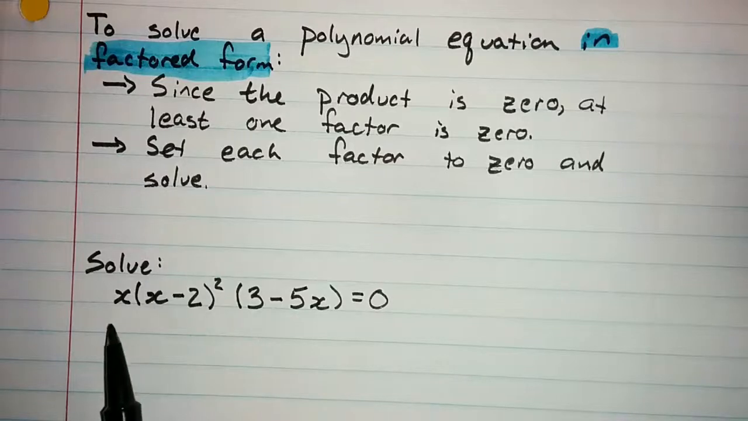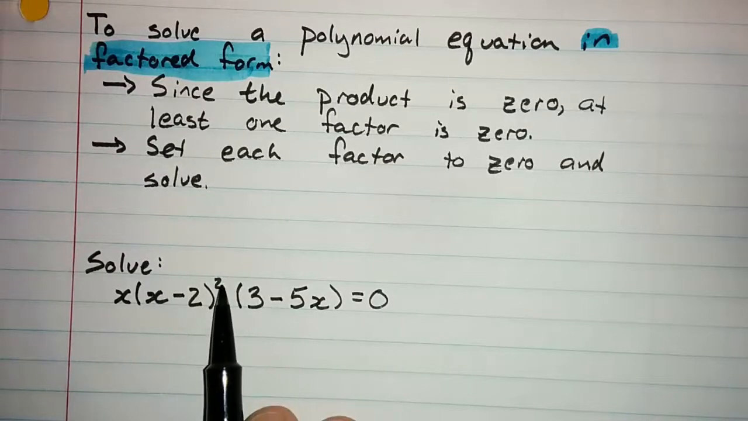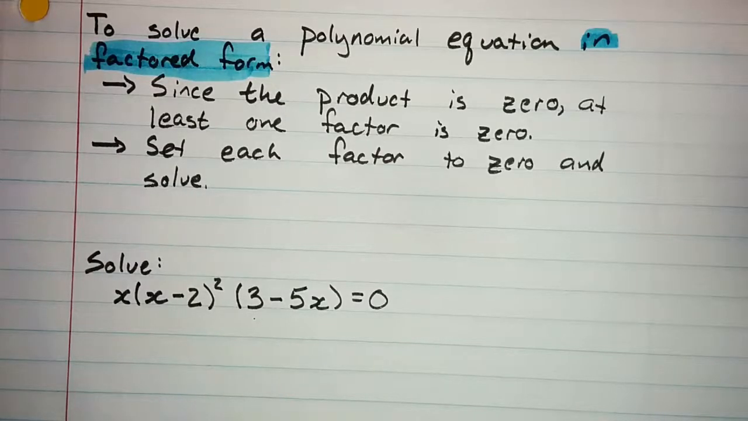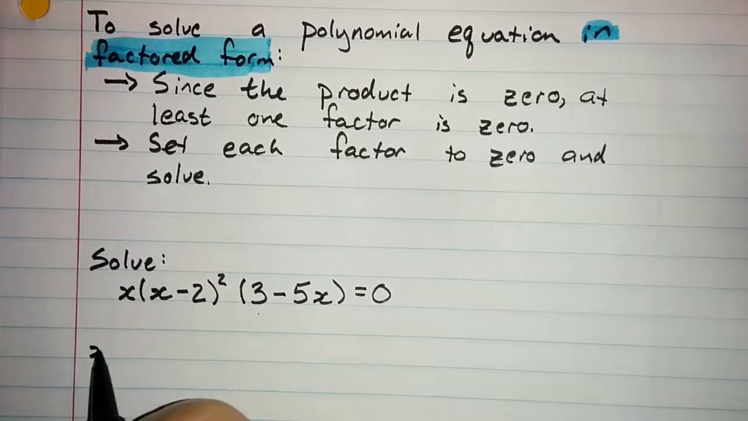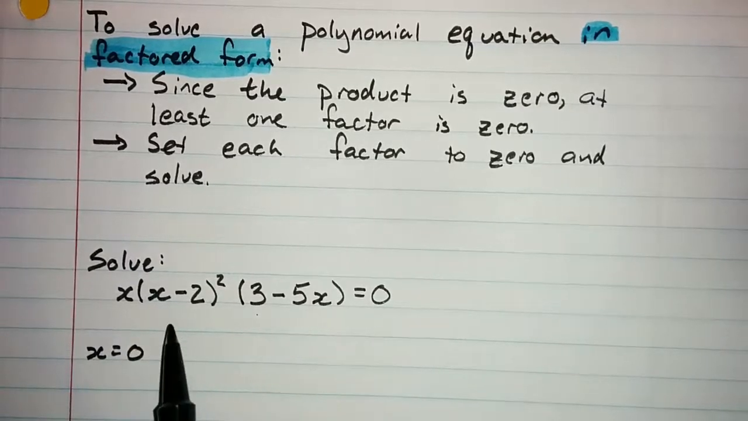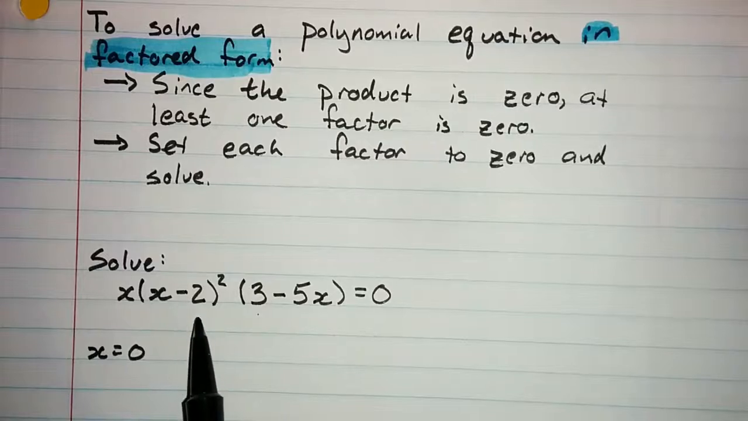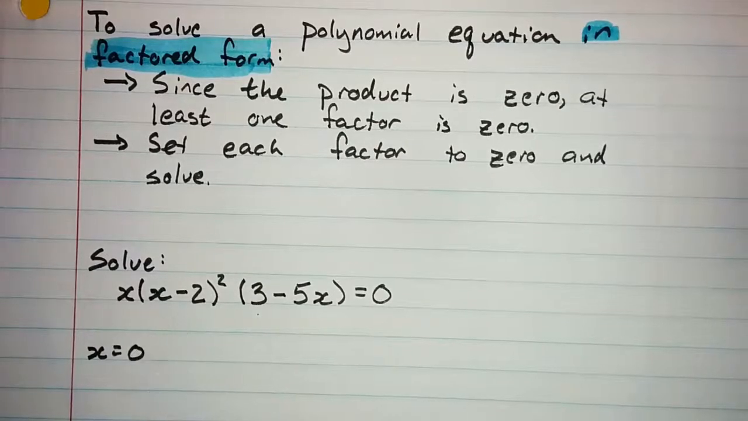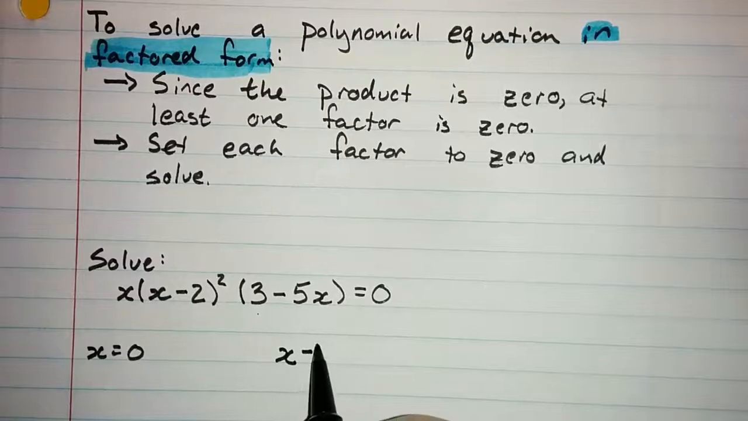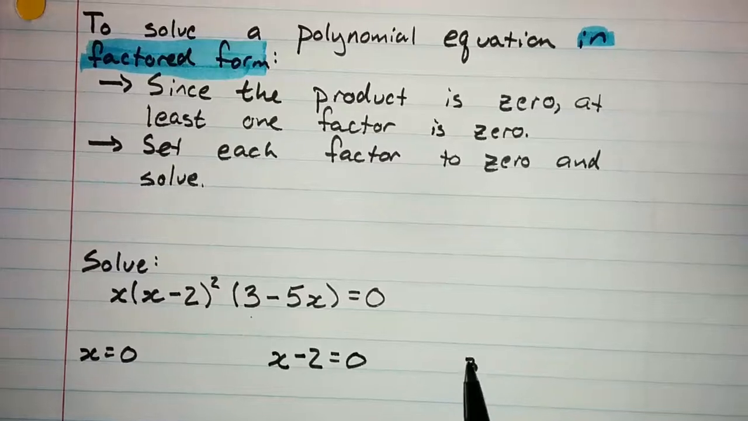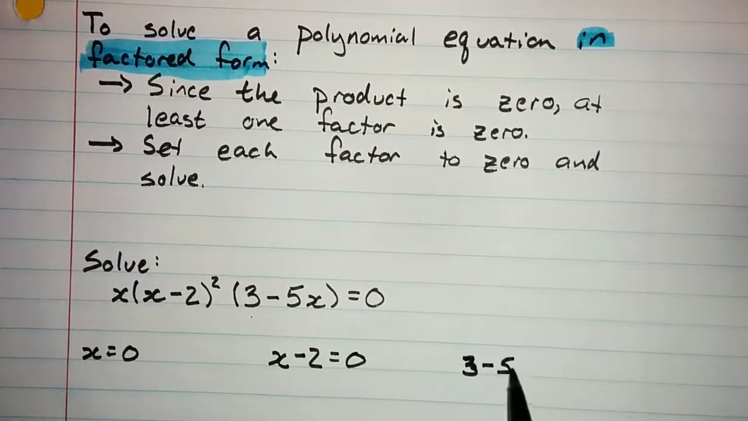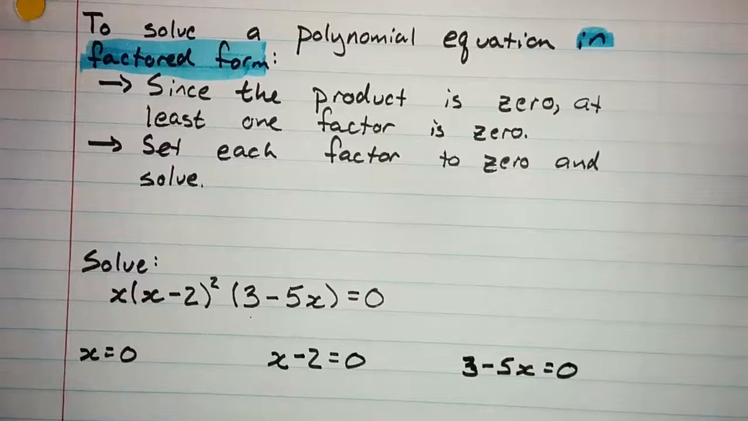Suppose we want to solve the polynomial equation x times (x minus 2) squared times (3 minus 5x) equals 0. Since this product is 0, at least one of the factors must be 0. So maybe x is 0. x minus 2 is actually two of the factors, right? But either way, x minus 2 could be 0, or 3 minus 5x could be 0.